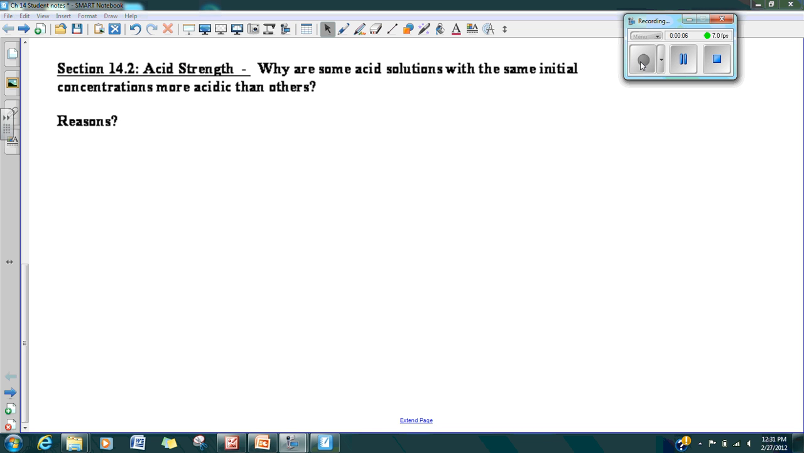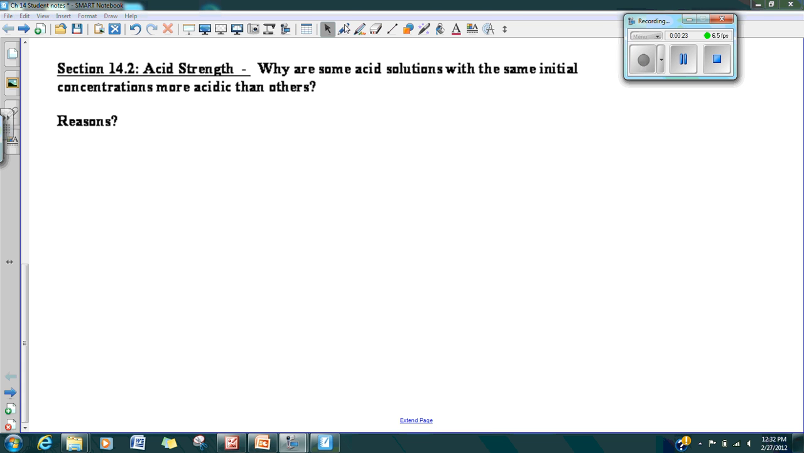We are back here talking about acids and bases, and we are starting section 14.2 on acid strength. Some of the things that we need to talk about is why are some acid solutions with the same initial concentrations more acidic than others.